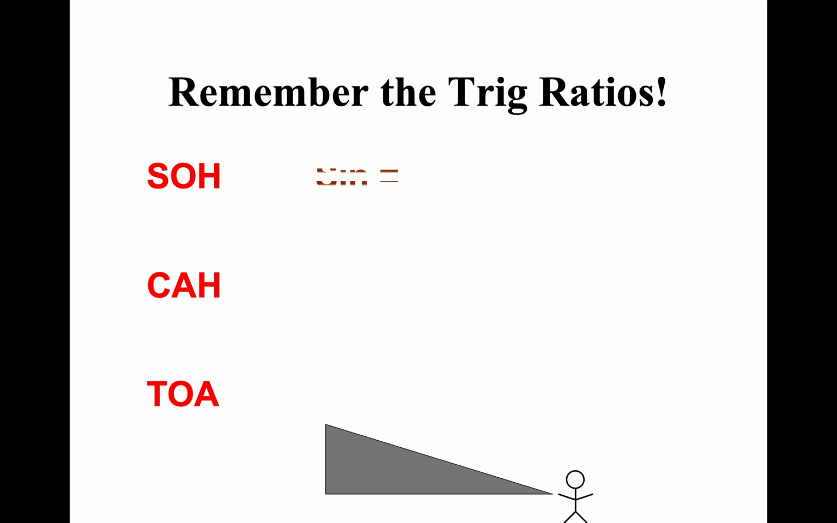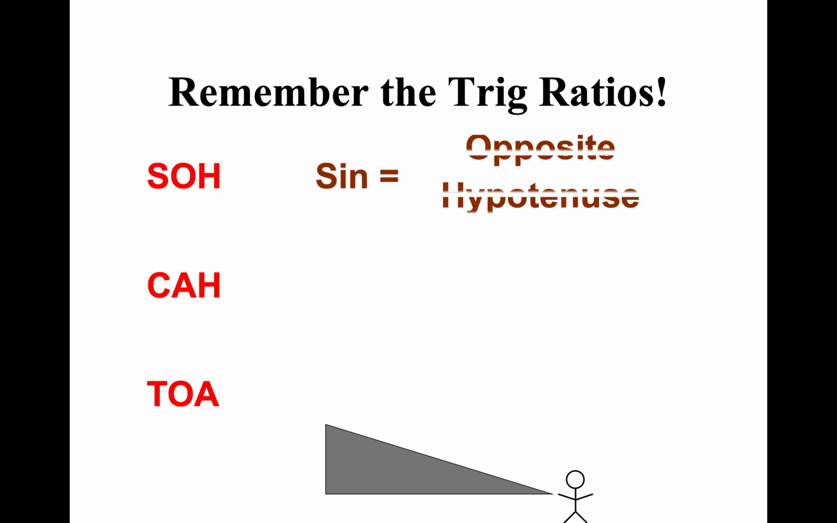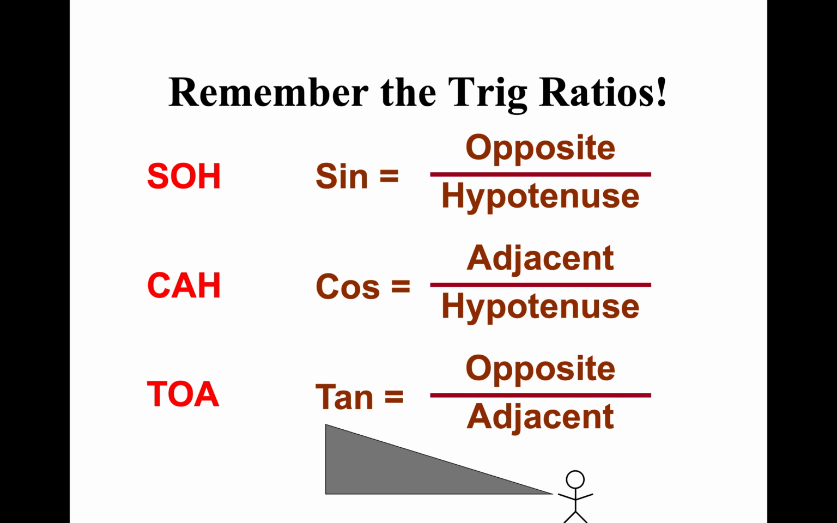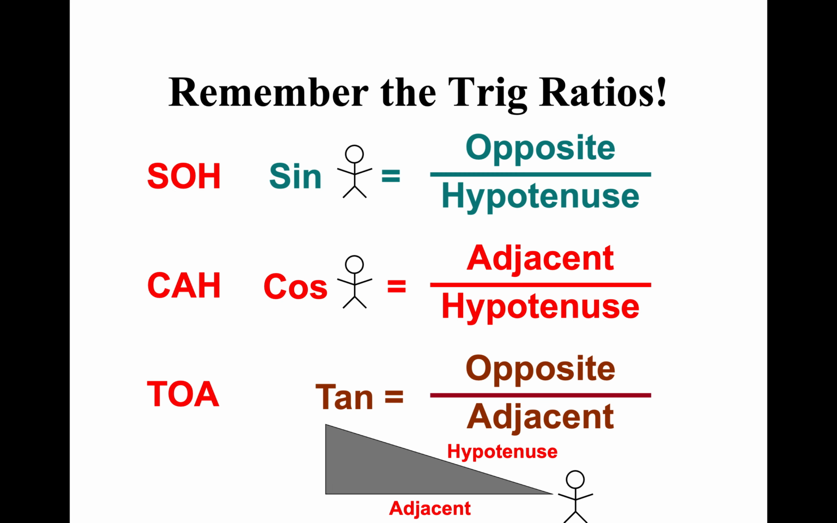So now we're getting to the trig ratios. Sine equals the opposite leg over the hypotenuse. Cosine equals the adjacent leg over the hypotenuse. Tangent equals the opposite leg over the adjacent leg. Sine, opposite over hypotenuse. Here's tangent, opposite over adjacent.